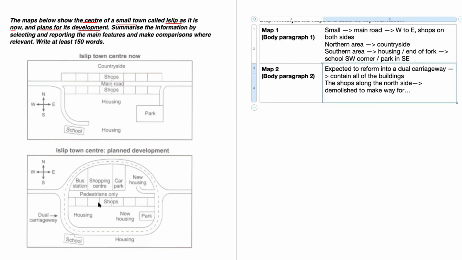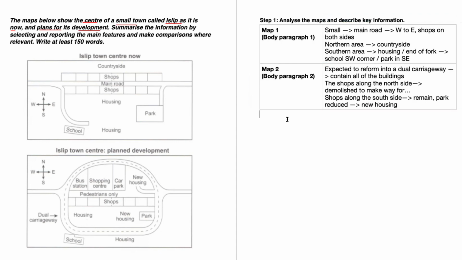It looks like the shops along the south side of the main road are actually going to remain. So shops along the south side, these are going to remain, but if you look here, it looks like the park is going to be reduced in size. So I'm going to say park reduced, and it also looks like more houses are going to be implemented because it says new housing right here. In our first map, it just says housing. So I'm going to also make a note about new housing.